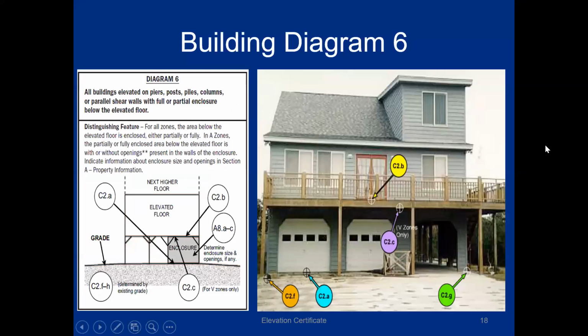Here we go, building diagram 6. So it's elevated on piers or posts or some other columns or something like that. But here's your distinguishing feature. You have an enclosure down there. So diagram 6 is elevated on piles or columns or some such method of elevation, but you have that enclosure. It might be fully or partially enclosed. So that's diagram 6.